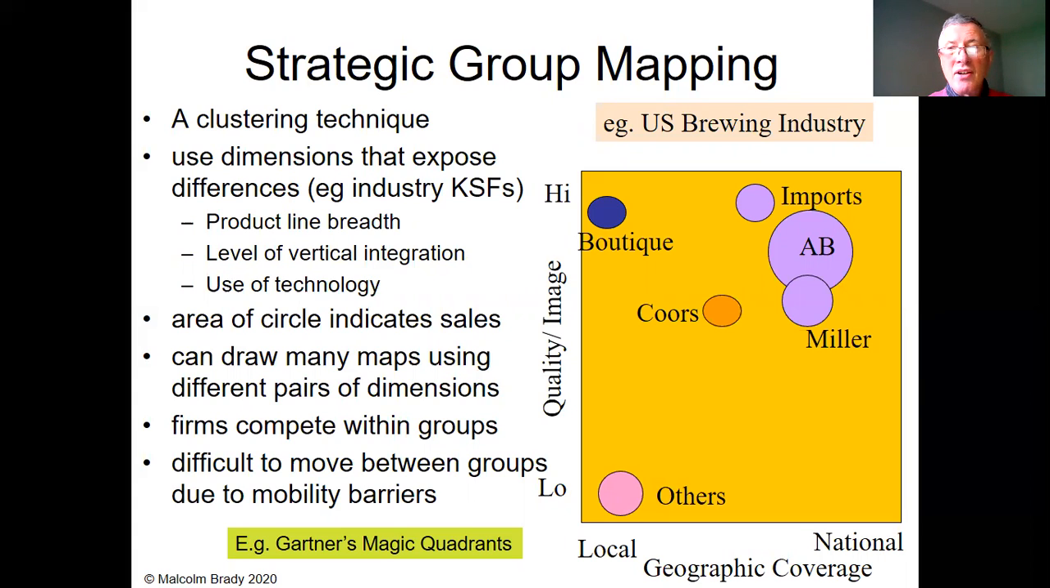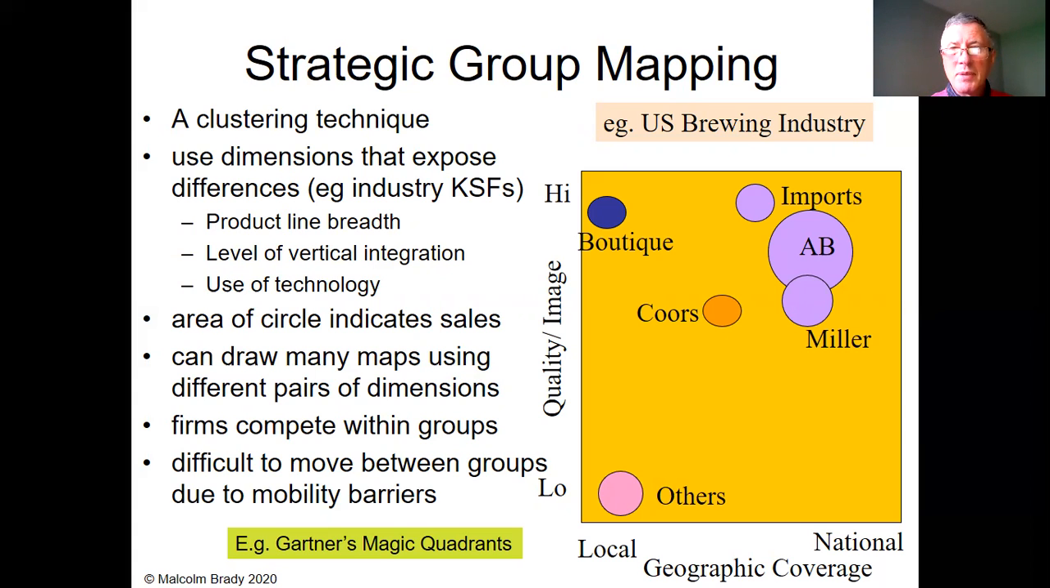And you can use the area of a circle, the area of the plot, to represent the size of the firm. So this area of the circle represents the size of the firm in terms of sales, for example. Although many of the strategic group maps don't simply use a dot, they don't use the area of the circle, but that gives further information, so it can be useful.